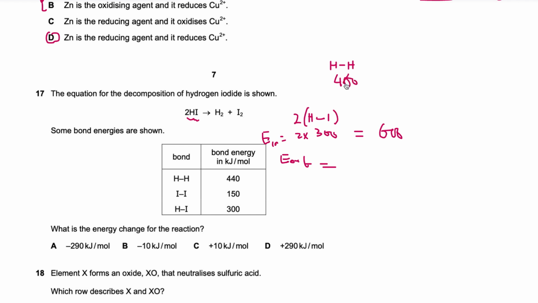440. This is 440, so there's no number here. If there was a 2 at the back, we would have multiplied this one by 2. So we say plus iodine. Iodine, look at the bond, is I to I. So we say plus I to I. Our I to I is 150. We say plus 150, and there's no number behind it. 440 plus 150 will give us what? 590, right?